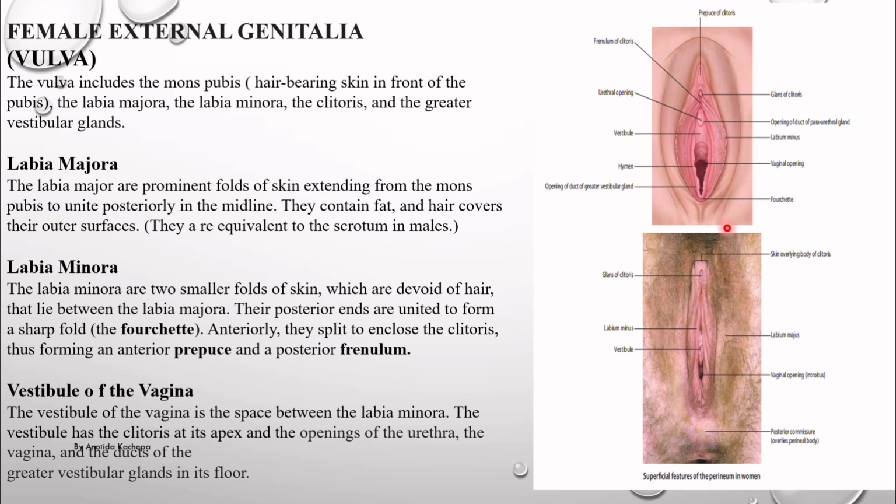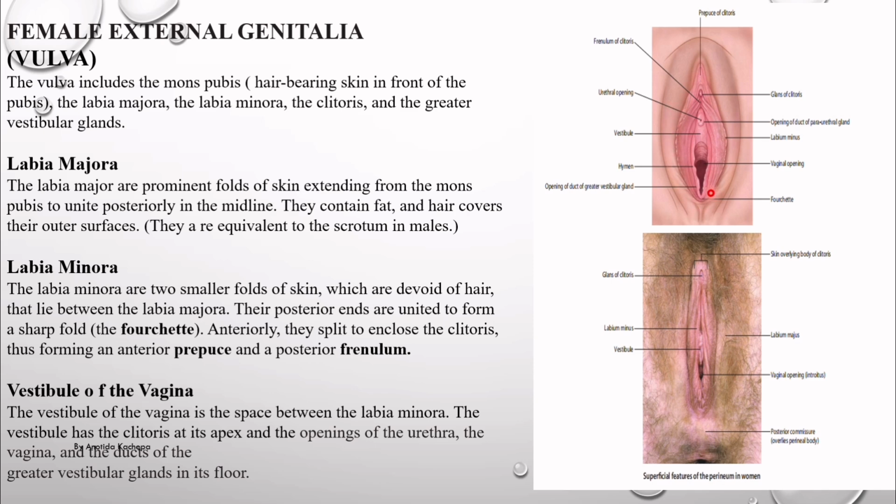And remember, we said that the labia majora is connected to the what? To the round ligament of the what? The uterus. The round ligament of the uterus will attach to the labia majora, okay. The labia minora is enclosed by the labia majora. Labia minora are also two smaller folds of skin, but these ones are devoid of what? Of hair, and they lie between the labia majora.